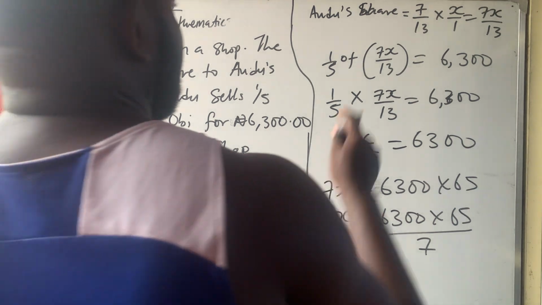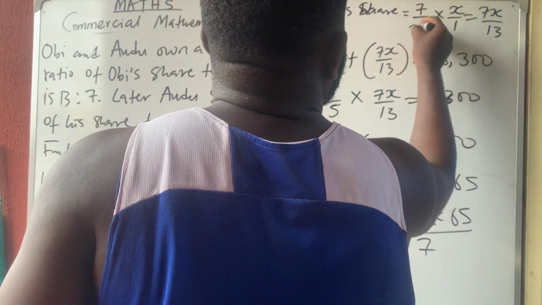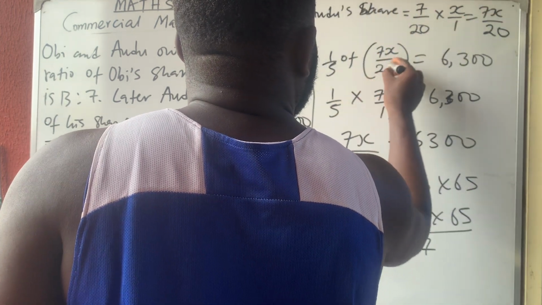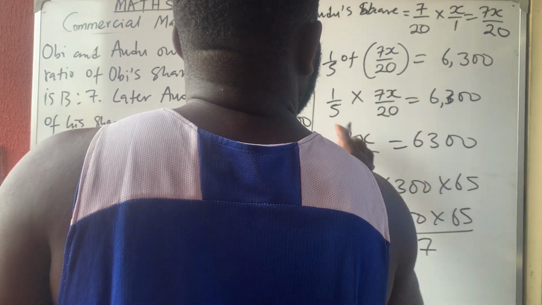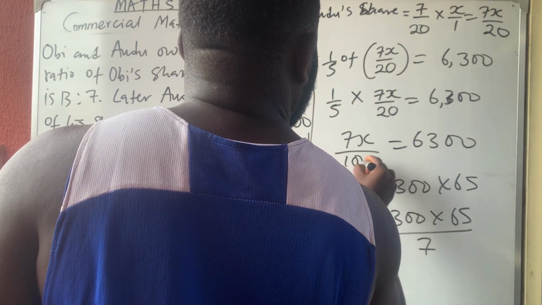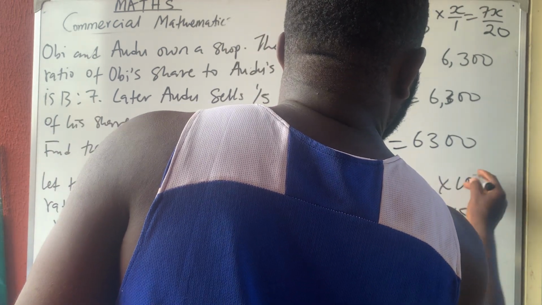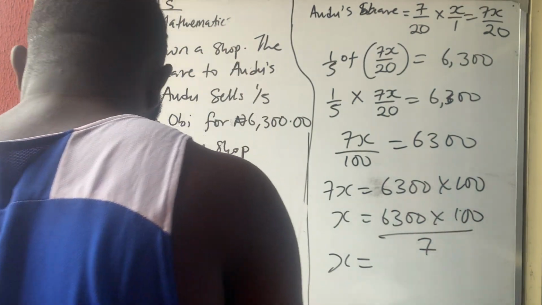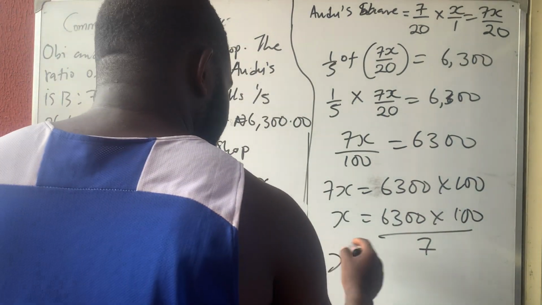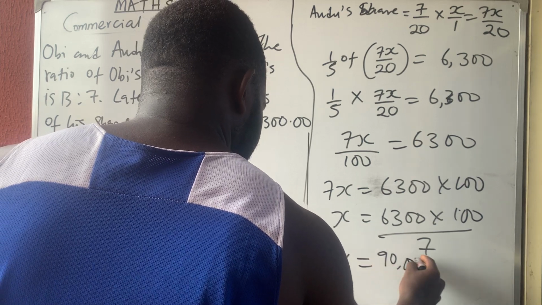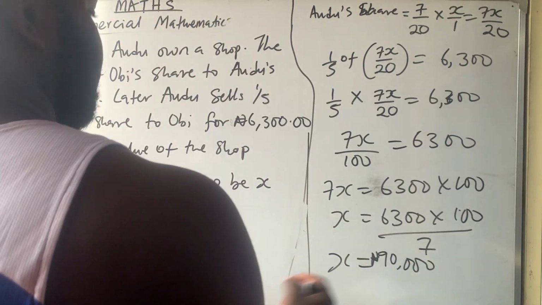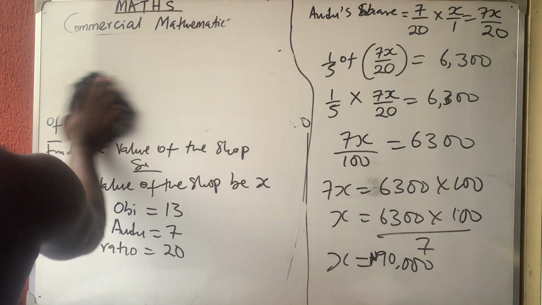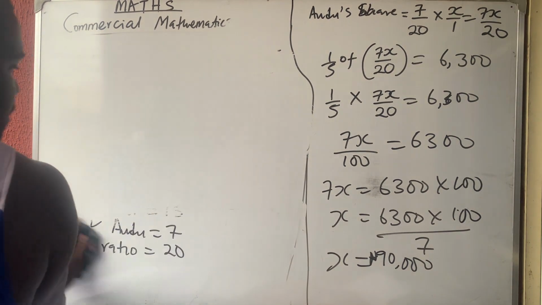Sorry, this is 7 over the total amount 20, not 13. Total amount 20, sorry. So this time this is 100. Sorry, that's a mistake. Okay, so if you now divide it, you are going to have 90,000. Right? So that is that. So the total share, the value of the shop, sorry, is 90,000 naira.